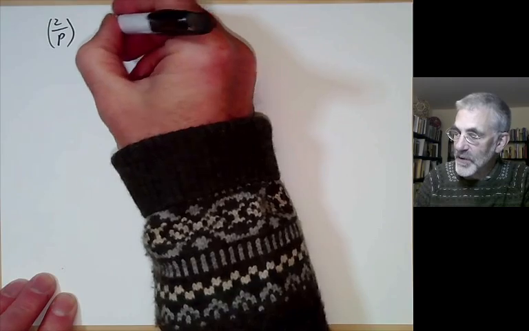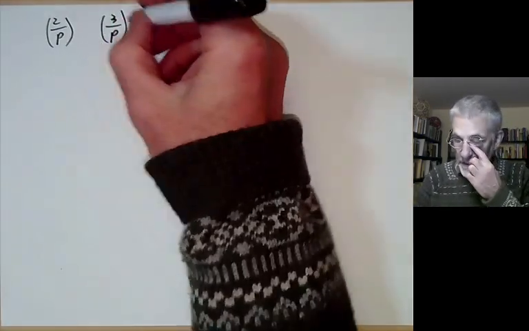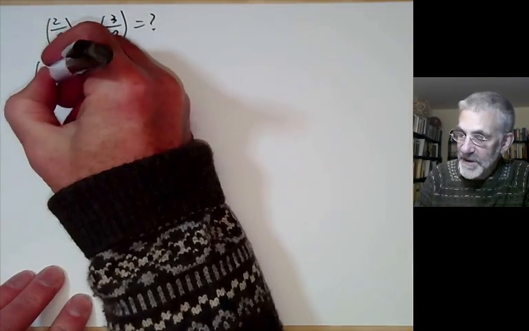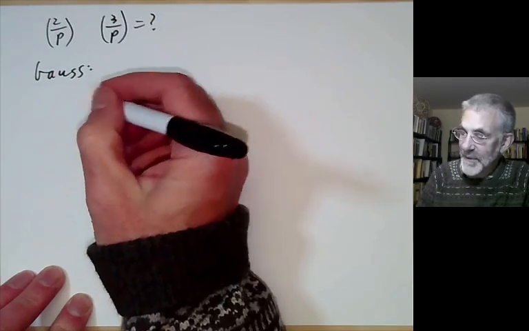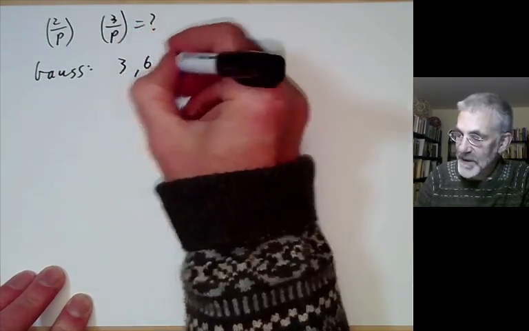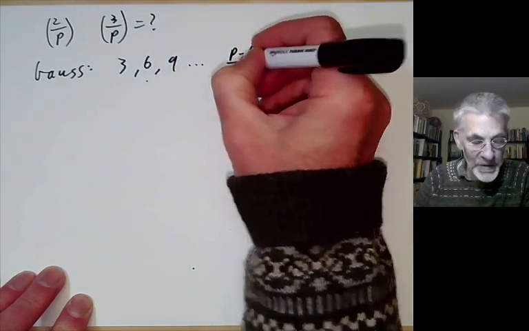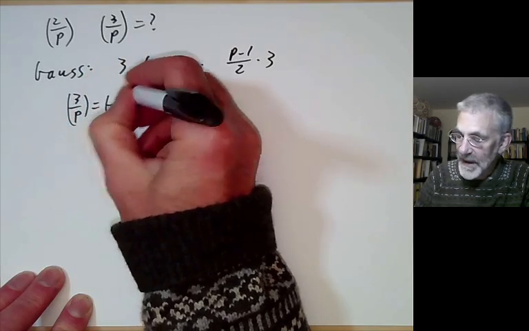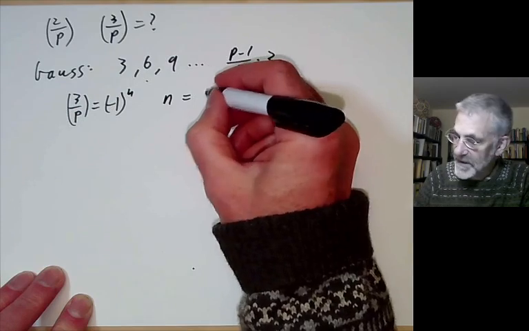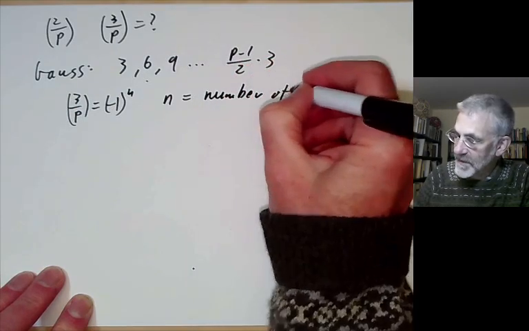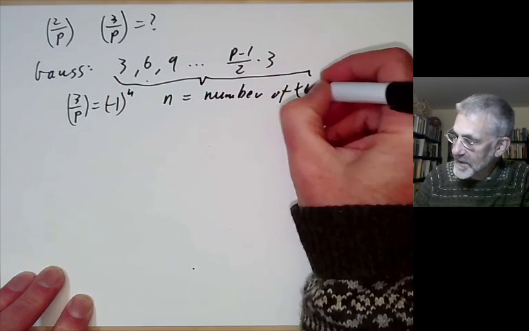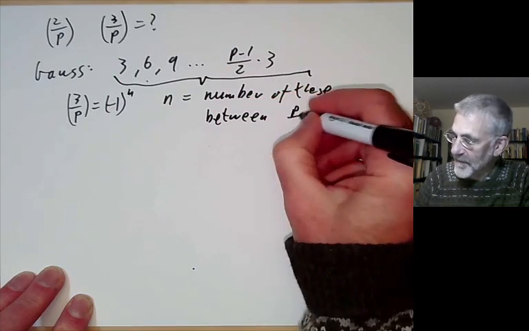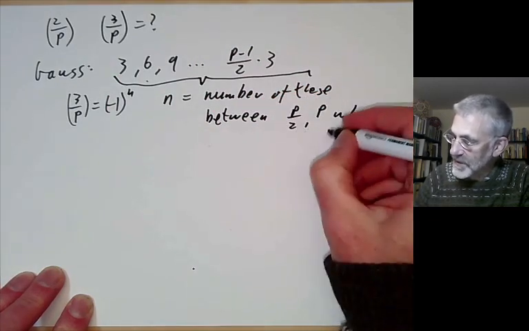The next case to do is to look at when 3 is a quadratic residue of p. So we want to calculate this Legendre symbol. And now let's recall Gauss's lemma. Gauss's lemma says that if we take the numbers 3, 6, 9 up to (p minus 1) over 2 times 3, then the Legendre symbol of 3 over p is equal to minus 1 to the n, where n is the number of these things between p over 2 and p when reduced mod p.